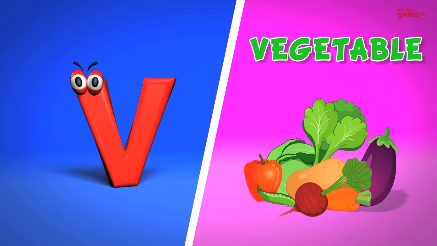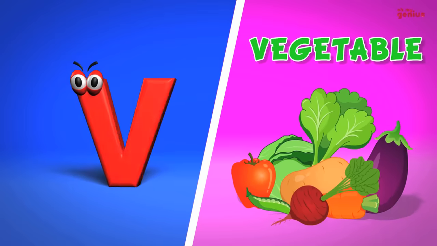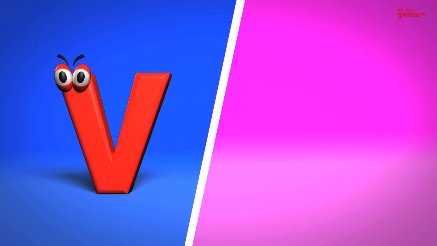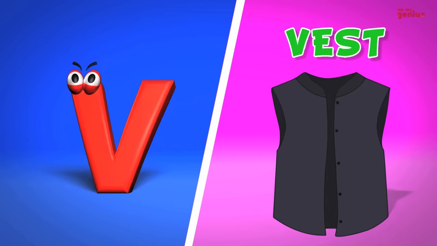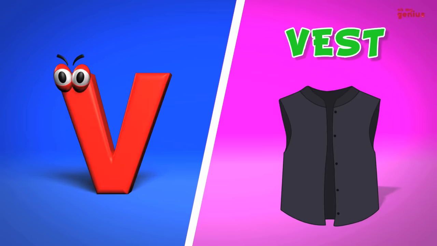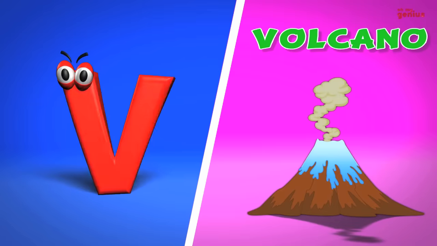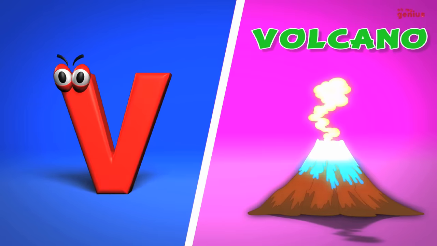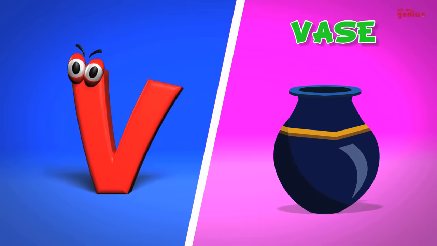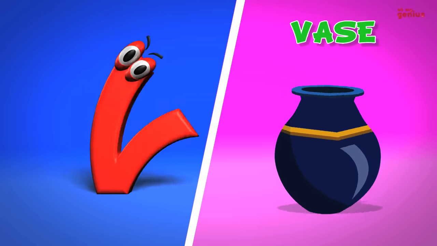V is for vegetable, V, vegetable. V is for vest, V, vest. V is for volcano, V, V, volcano. V is for vase, V, V, vase.